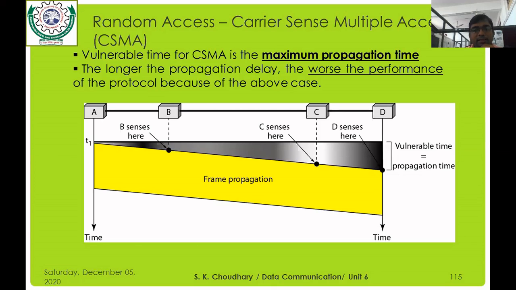Here you can see that there are multiple stations: A, B, C, D. At the time A starts sending its frame, B would send after some amount of time, C would send after more delay, and D would send after the maximum delay. This delay, from when A sends the frame until it reaches station D, is called the maximum propagation time or vulnerable time.